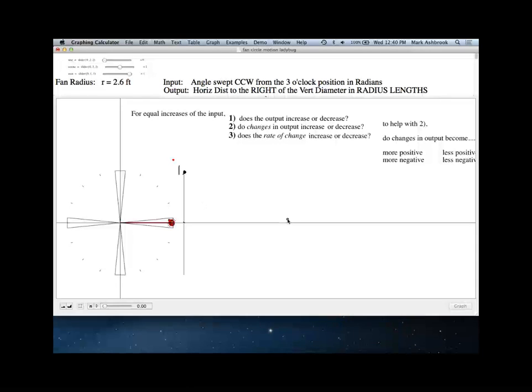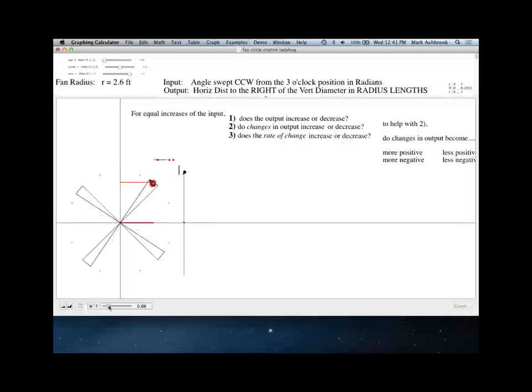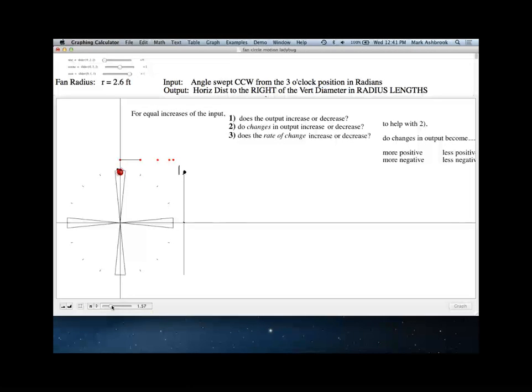And what happens to the horizontal distance as the angle increases from 0 to pi over 2? What does that horizontal distance do? It goes from 1 to 0. At pi over 2, the horizontal distance is 0. And so at pi over 2, let's do it.